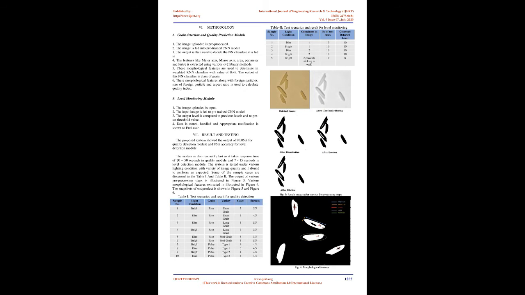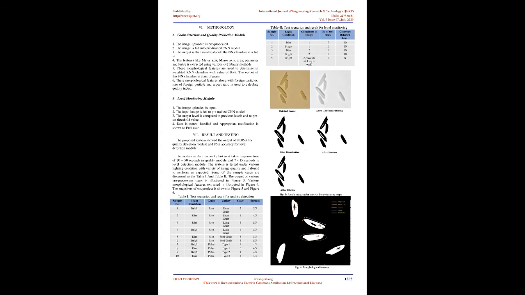CNN. The algorithm applies a single neural network to the full image, and then divides the image into regions and predicts bounding boxes and probabilities for each region. These bounding boxes are weighted by the predicted probabilities. A single CNN simultaneously predicts multiple bounding boxes and class probabilities for those boxes. CNN trains on full images and directly optimizes detection performance.